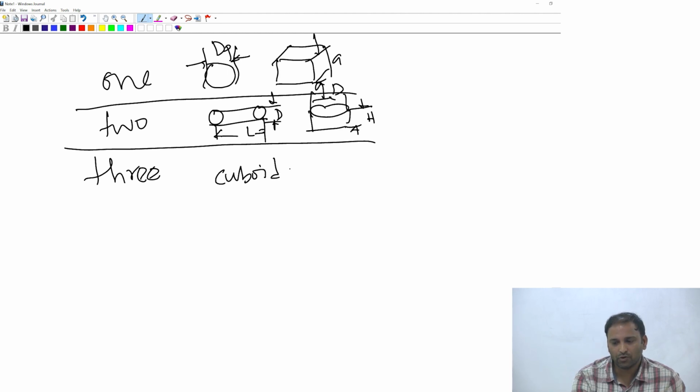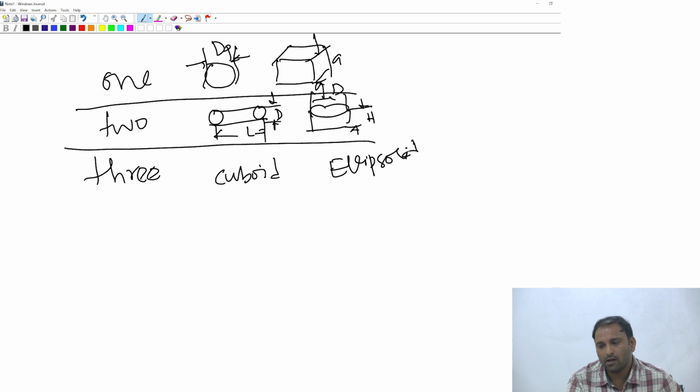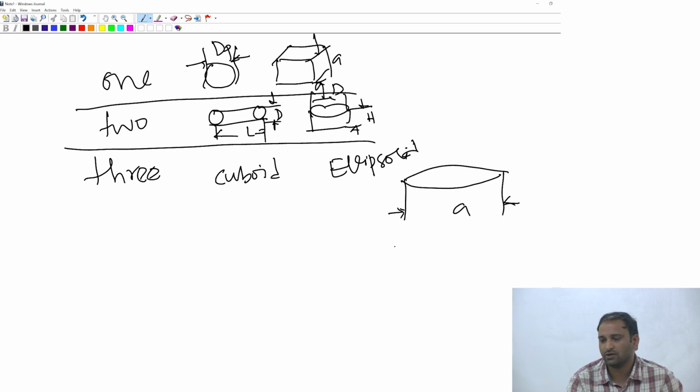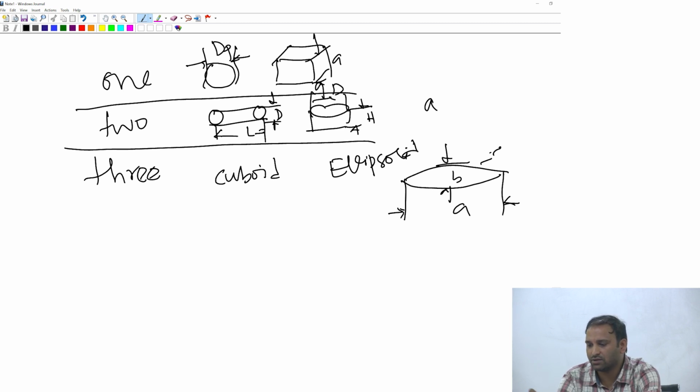A cuboid, right? An example could be a cuboid, where you have to have all three dimensions specified. Again, a general ellipsoid also needs three dimensions. You could have an ellipsoid which has three different dimensions. If you take something that looks like that, that's your dimension A. If this is B, there's also another dimension, C.